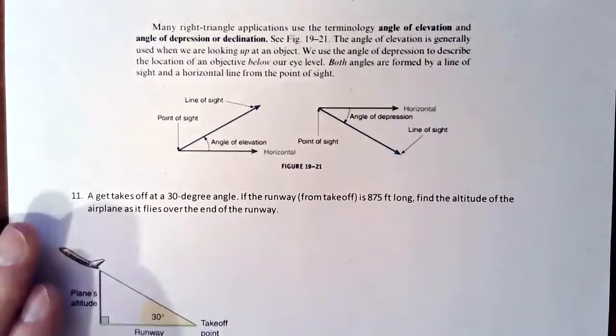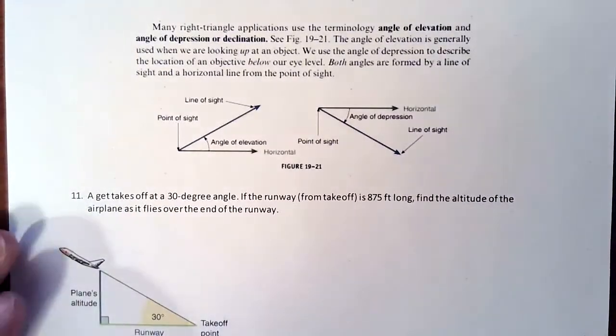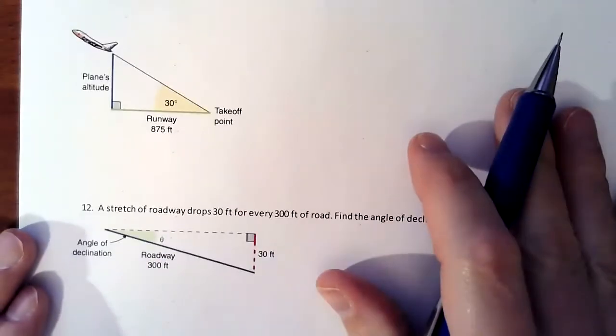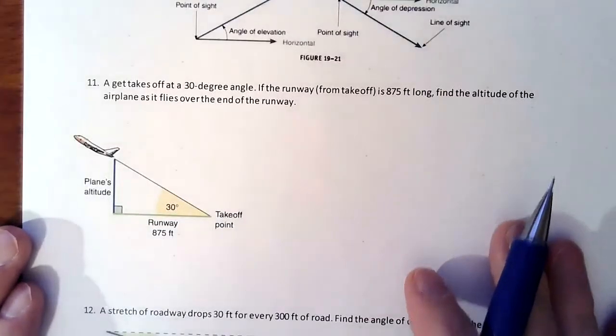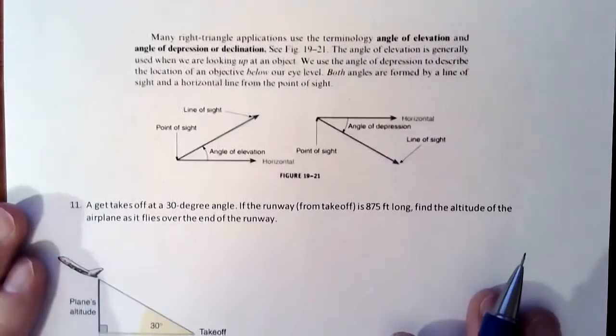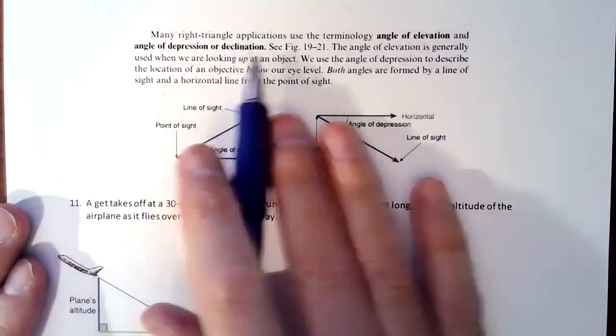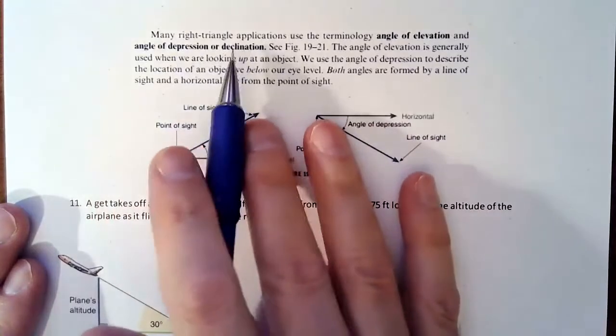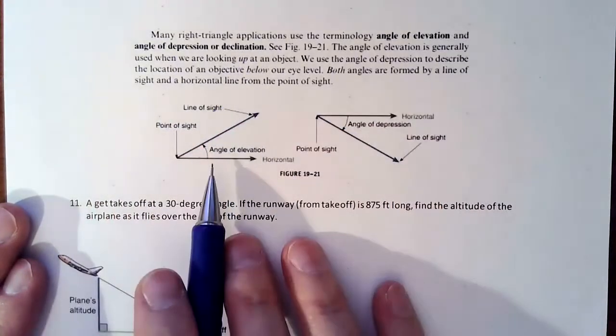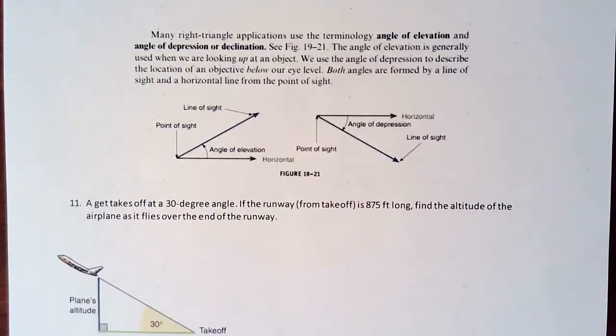All right, in this video, we are going to be solving some triangles, given some different situations. They are giving us some pictures, but that's not always going to be the case. So some of these application problems are going to be talking about angle of elevation and angle of depression, or declination. Both of these things are based off of your line of sight.